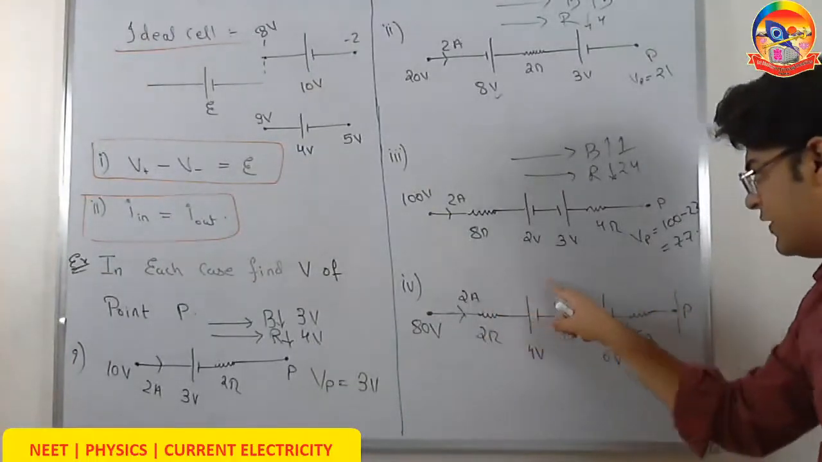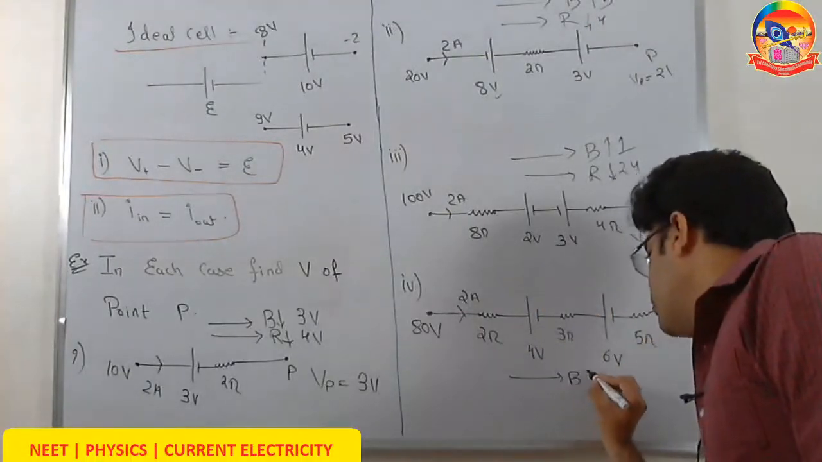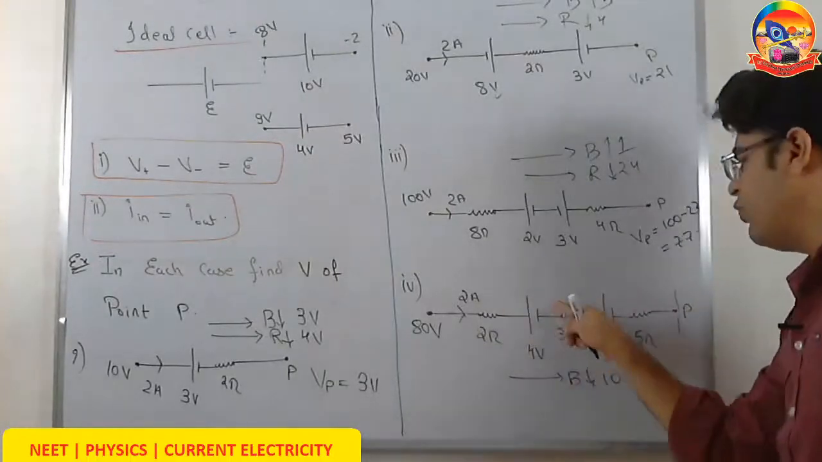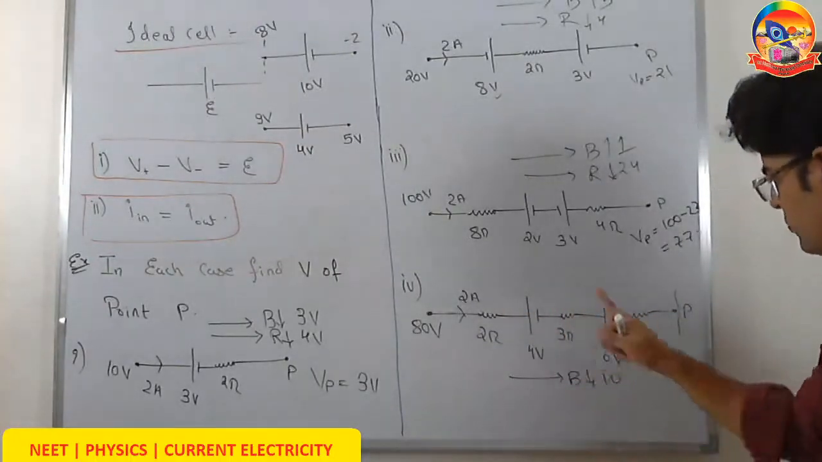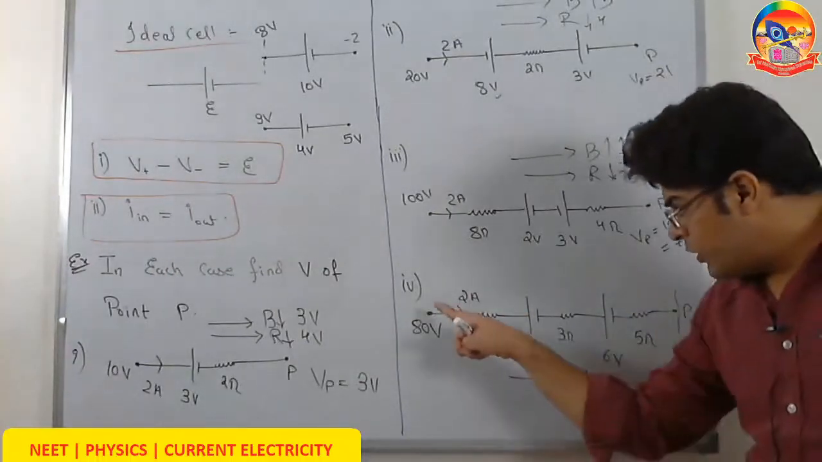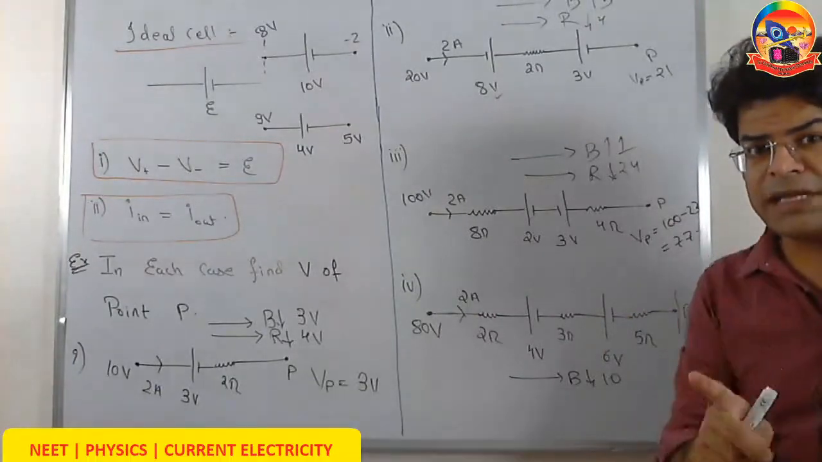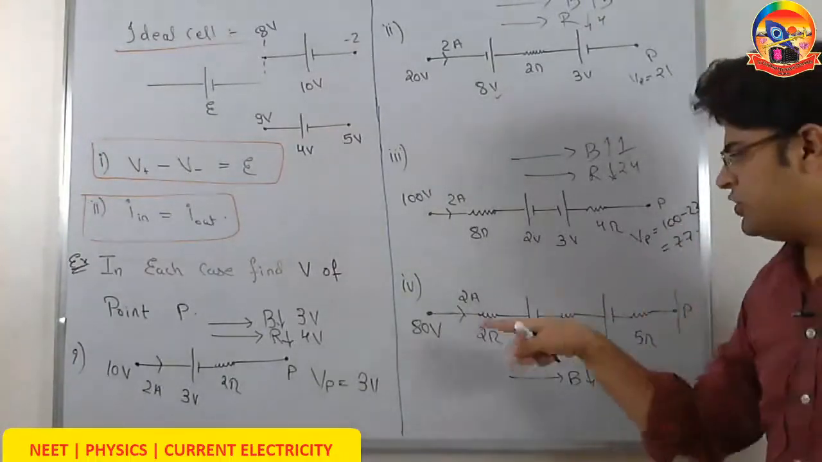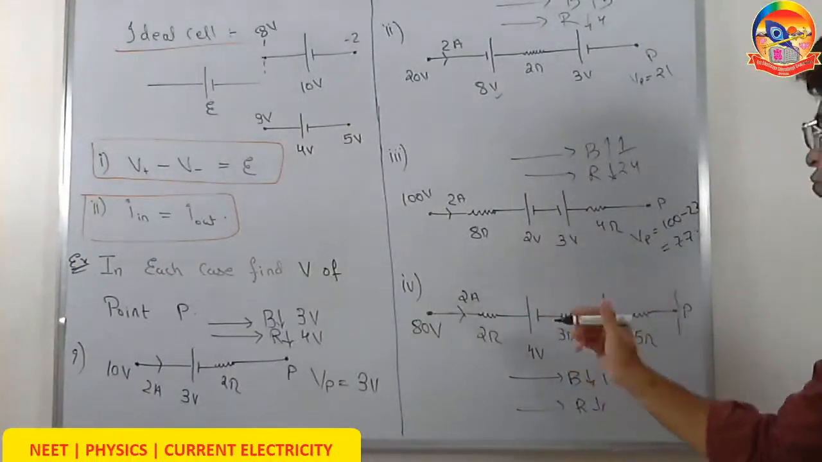So because of first one, decreases by 4. Because of second one, decreases by 6. So because of both the batteries, the potential decreases by 10. Because of resistance, 2 ohm, 3 ohm, 5 ohm, the line resistance here will be 10. So going from left to right, if you move in direction of current across a resistor, the potential will decrease. So because of resistor, the potential decreases by 10 into 2, that is 20.